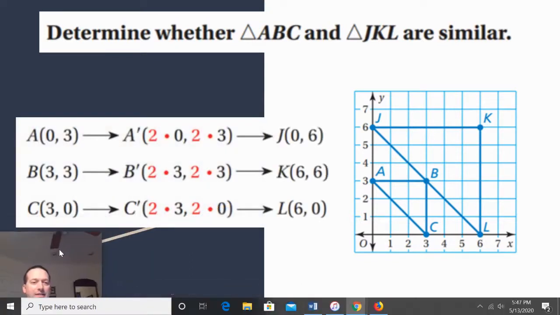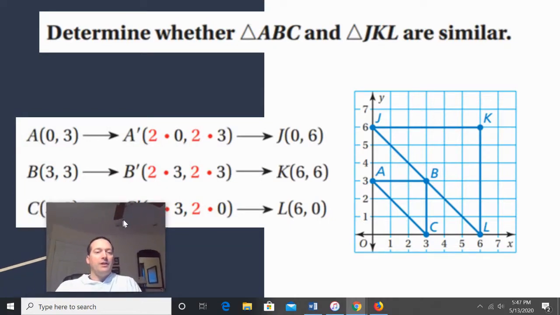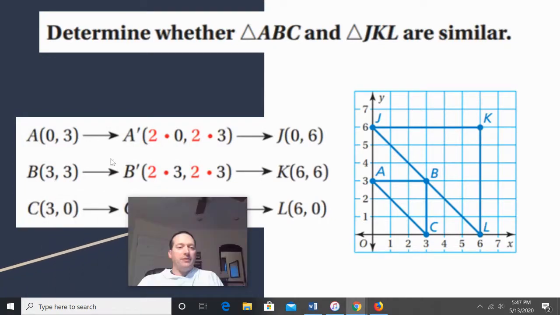Now, in this case, it does work out that way. So if I multiply, let me just put myself there. If I multiply each point by 2, it winds up being those other points. So since each one of these points, I multiplied the x and the y by the same exact number, and got the other points, it is similar.